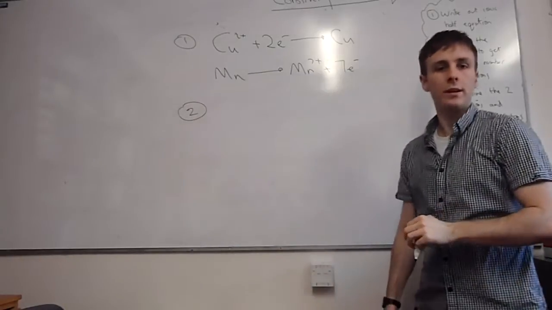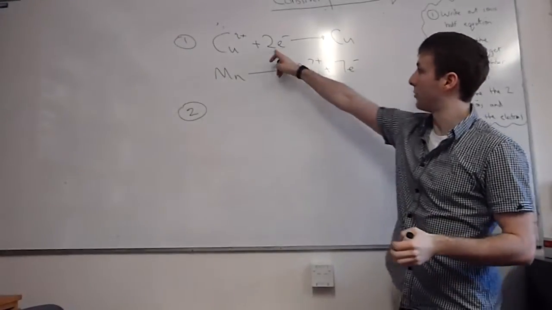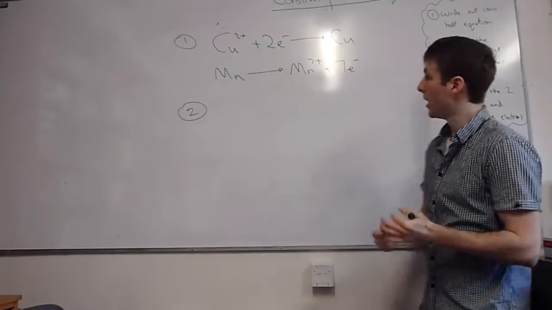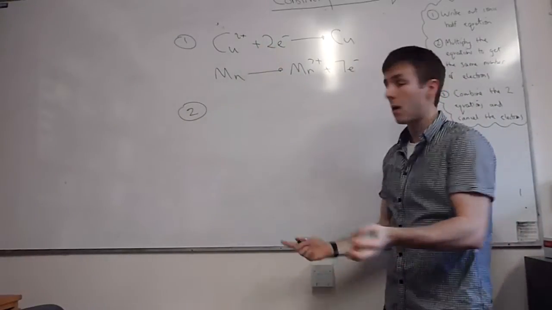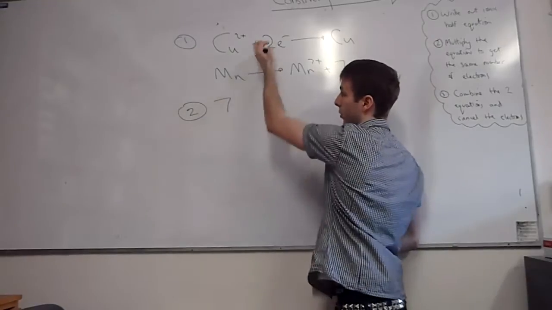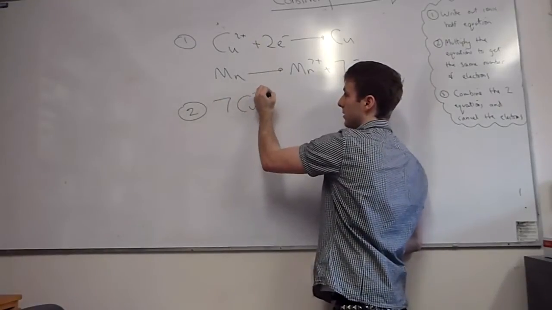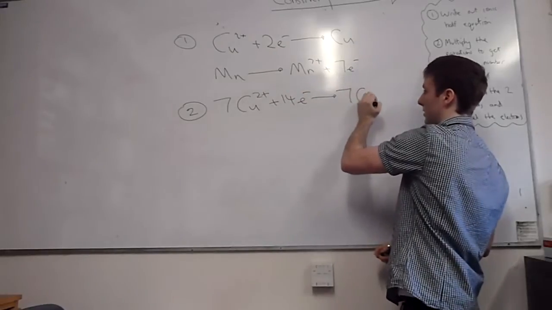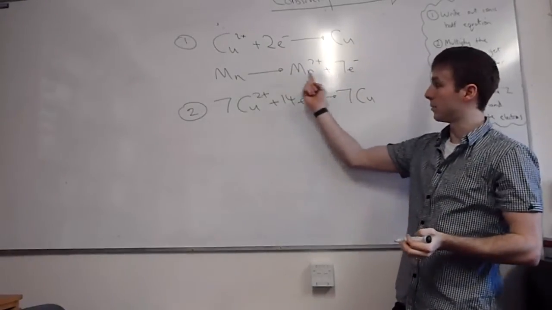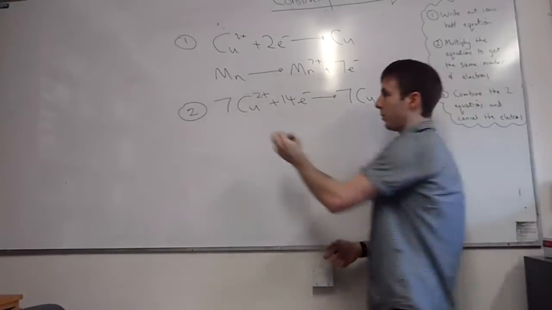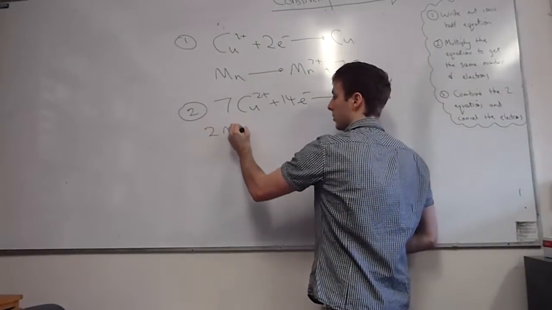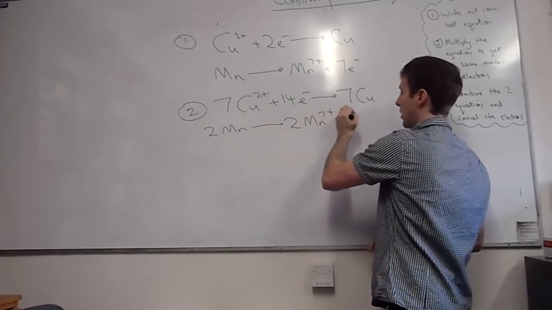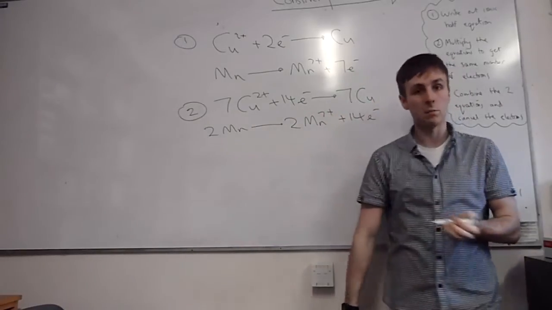Okay, so step 2, I need to find a common multiple of 2 and 7. Well, the lowest common multiple is obviously 14, so I'll need to multiply this side by 7 to get 14 electrons. So 7Cu2+ plus 14e- goes to 7Cu. And I need to multiply this equation by 2 to get 14. So that's going to be 2Mn goes to 2Mn7+ plus 14e-.